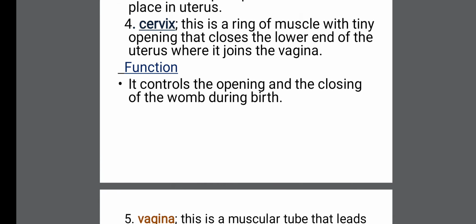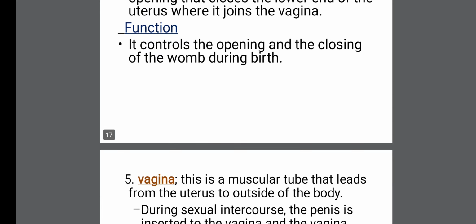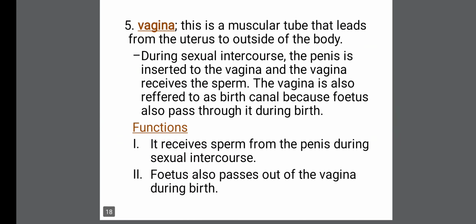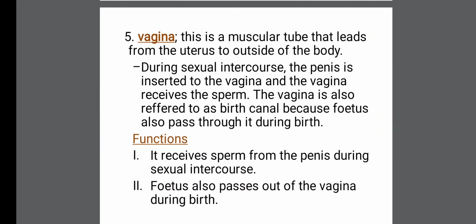So whenever the cervix opens, the baby enters through the cervix, finds its way out of the womb into the vaginal canal or the birth canal, then outside the vagina. The vagina is a muscular tube that leads from the uterus to outside of the body.